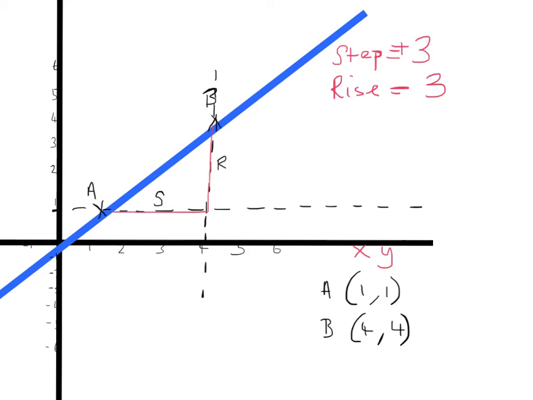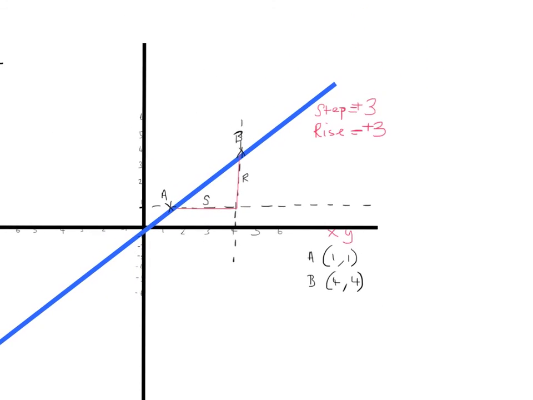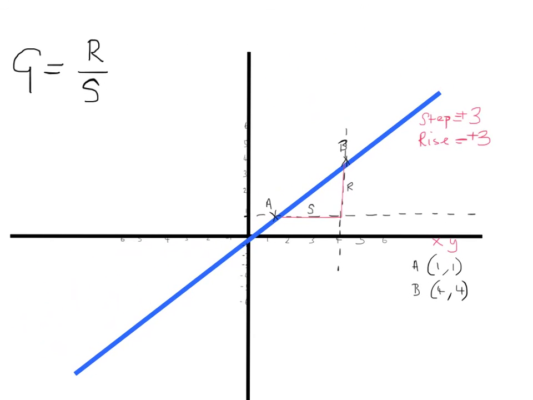Is it positive or negative? Let's use the same argument. Okay, so we start at 1 and we end up at 4. We've gone from 1 to 4. Is that a positive increase or is it a decrease? Well, 1 to 4 is a positive, isn't it? So that is positive 3. Excellent. So we can safely say that the rise is 3 over the step, which is 3, and we know 3 divided by 3 is 1. That blue line has a gradient of 1.